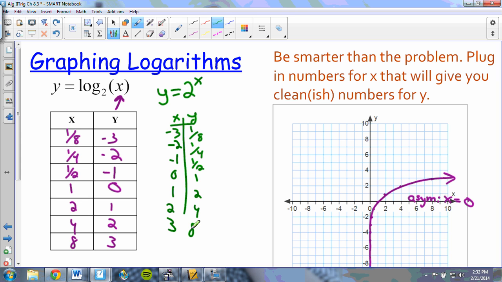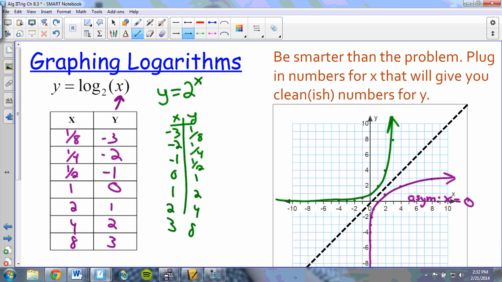Graph those points. We've done this before. I have this, this, this, this, and that, and that, and that, and that. And this graph goes like this. So do you remember when I said that logs are inverses of exponentials? Well, there you go. It's a reflection over the line y equals x. And you'll note all of these points just switched x and y values.